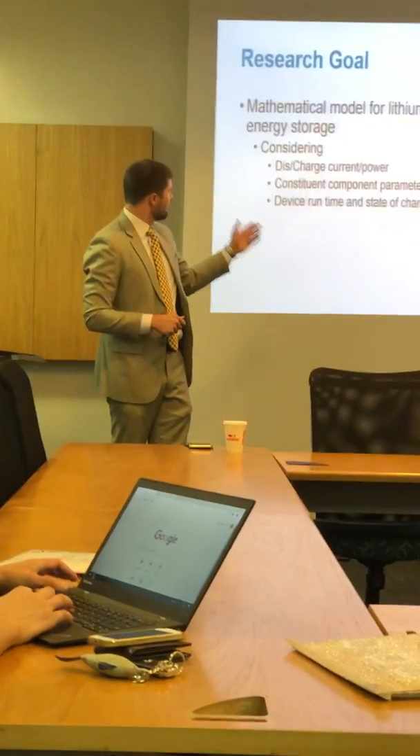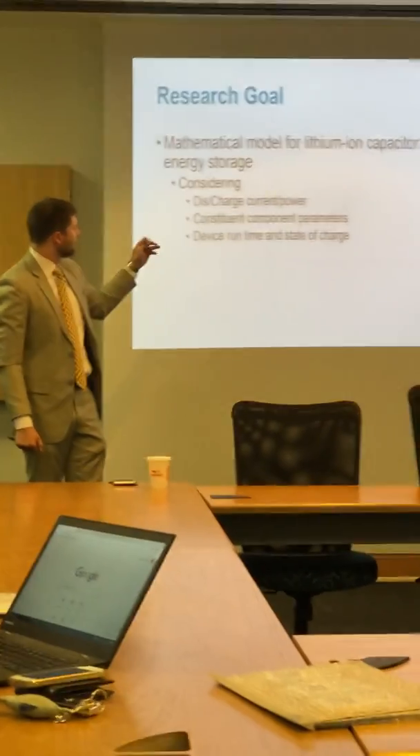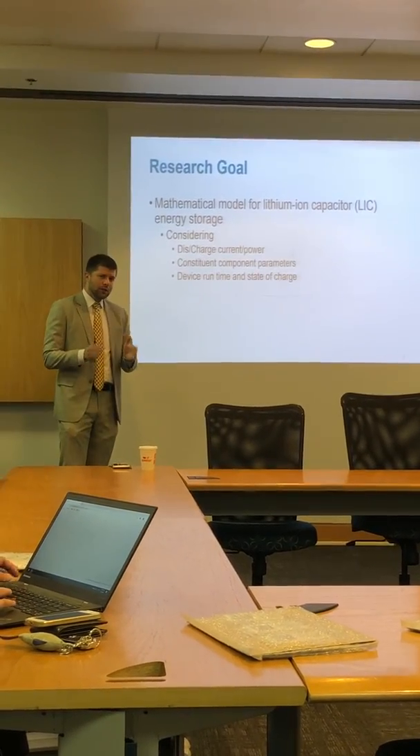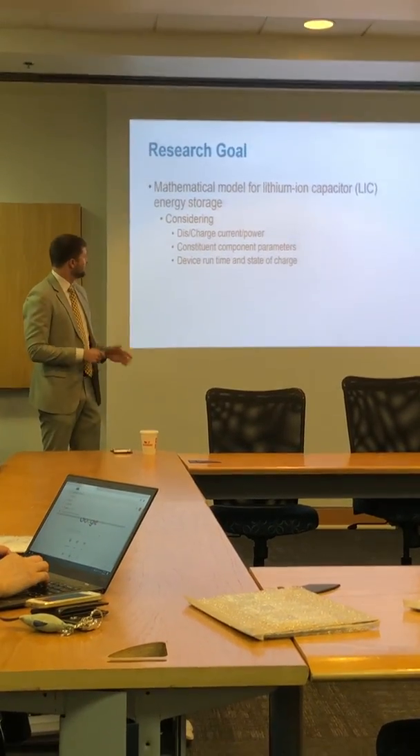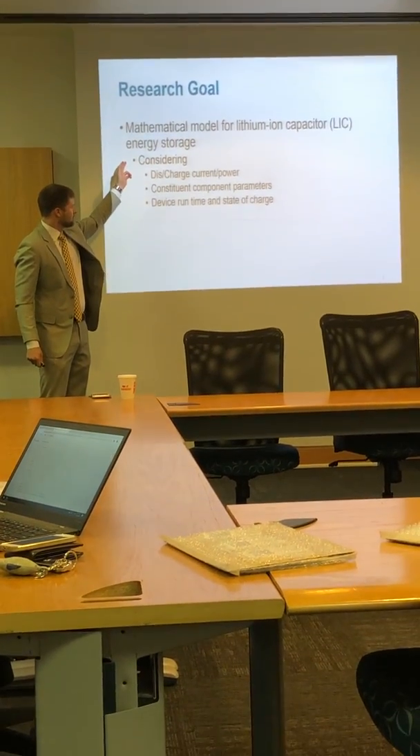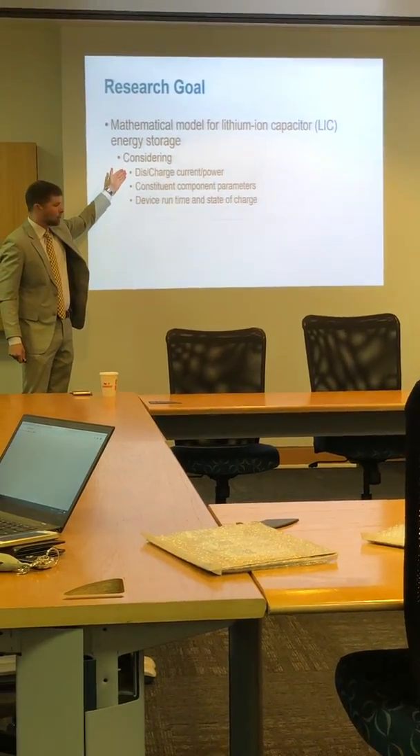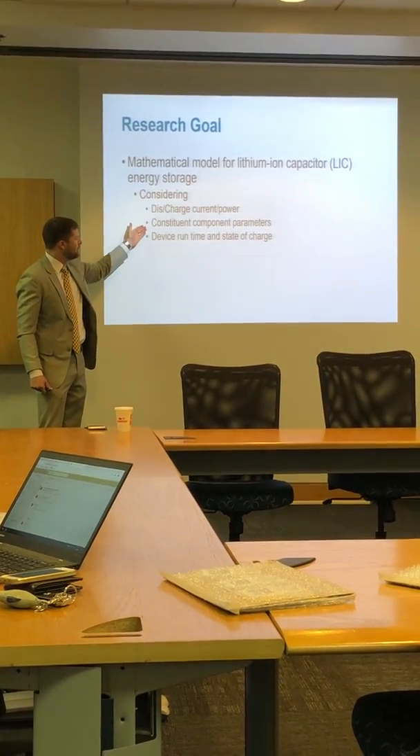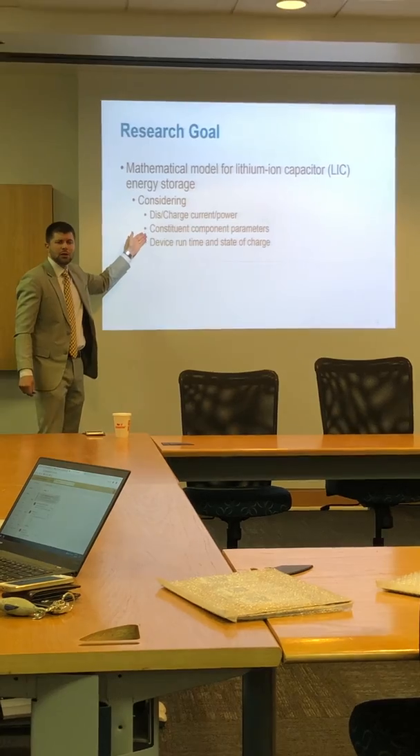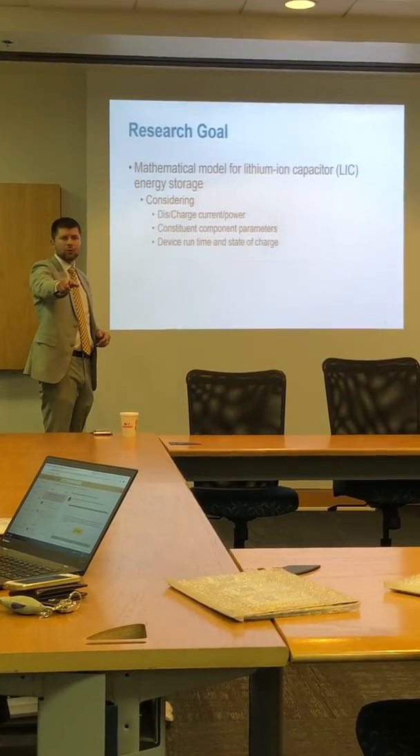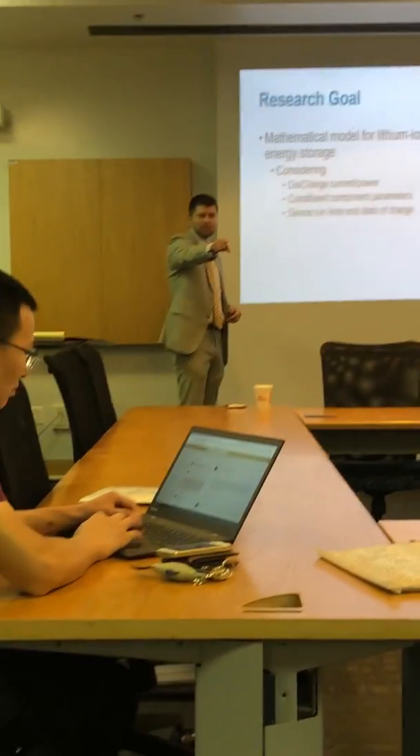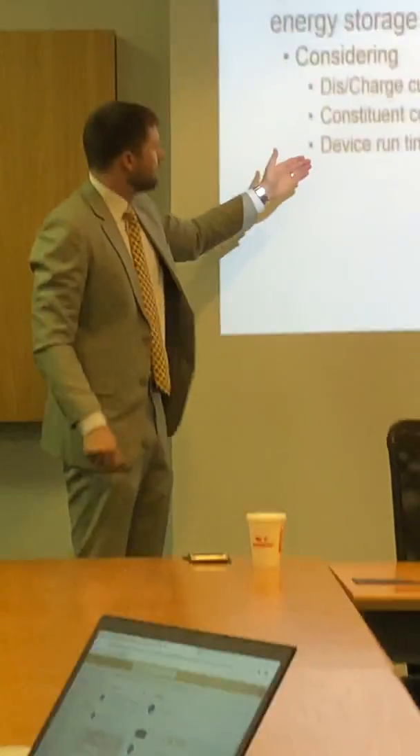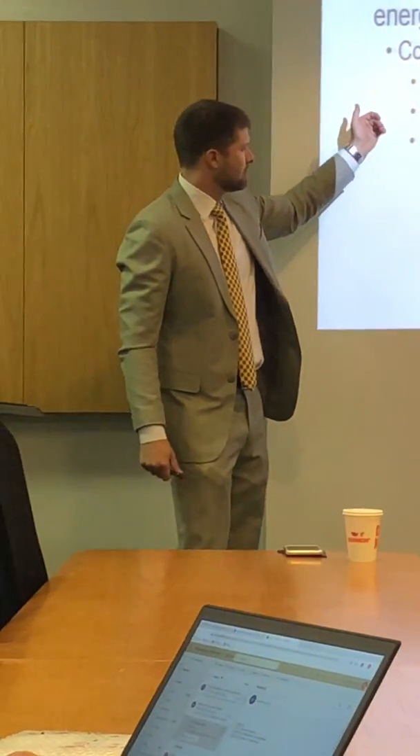In the course of my job, I realized what we needed was a mathematical model for these that considers what the energy storage is going to be. To figure that out, it needs to consider the charge or discharge current, and therefore power, Ohm's law, P equals IV. It needs to consider the constituent component parameters. You can probably store more energy in the big cells there than in the little ones that are next to Dr. U. So obviously that makes a difference, and we need to be able to model that somehow.